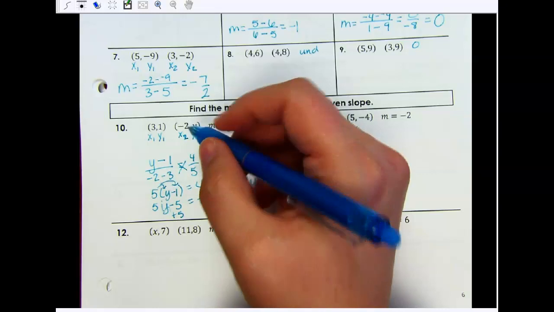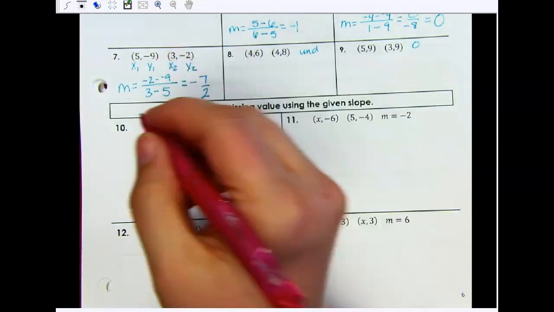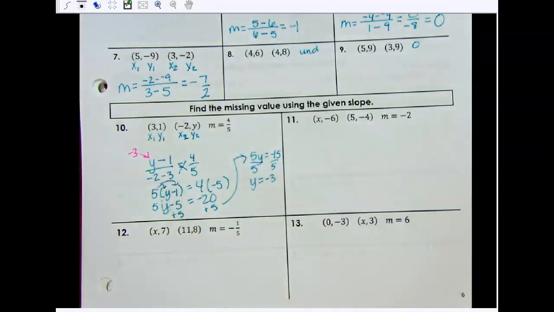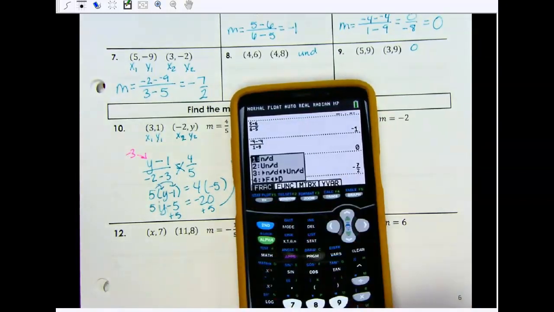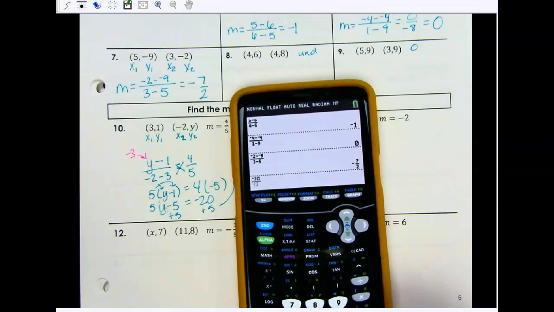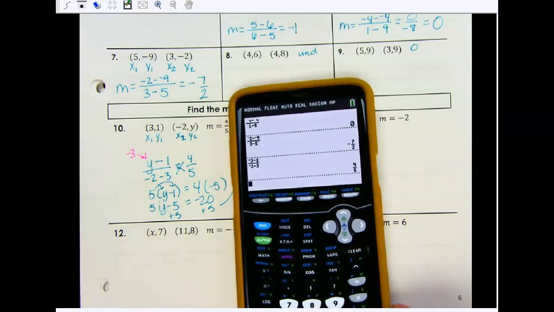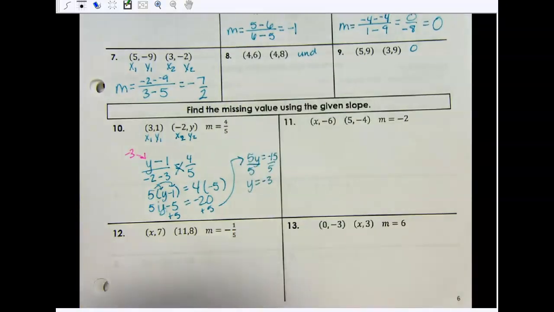And then you can check that by substituting negative 3 right here, and see if that gives you 4/5. So we would do negative 3 minus 1 over negative 2 minus 3, and that does give us 4/5, so that means our number was correct. All right, let's do another one.